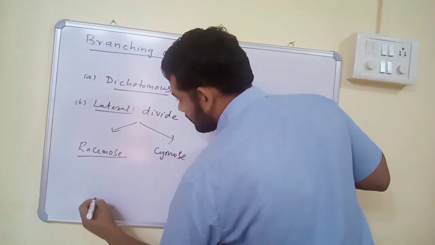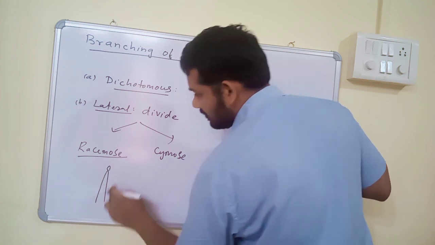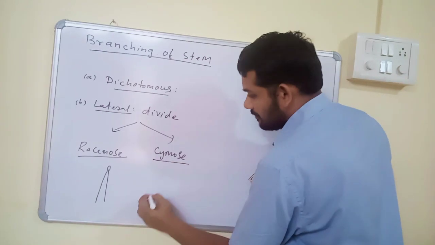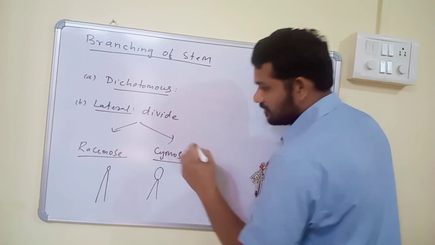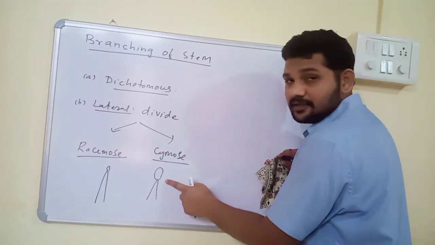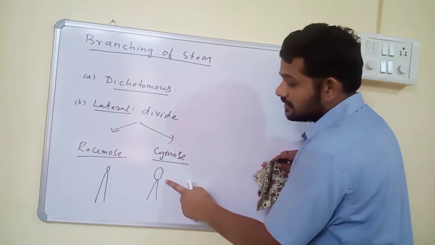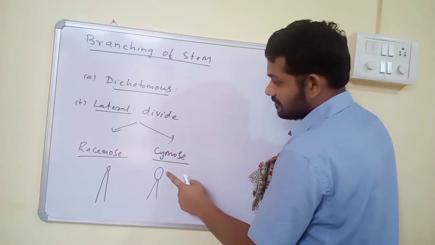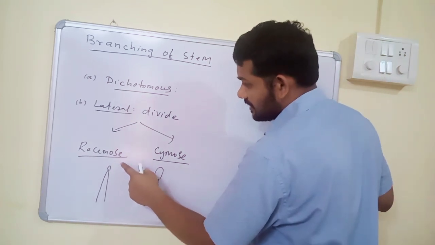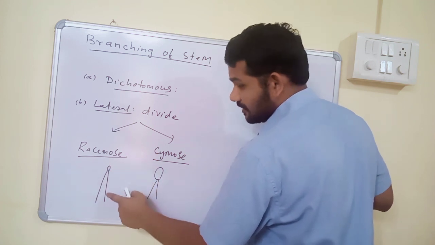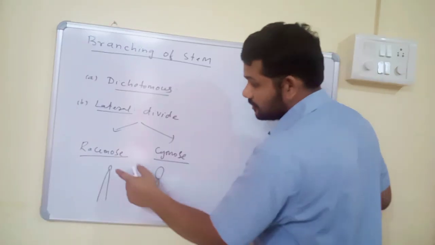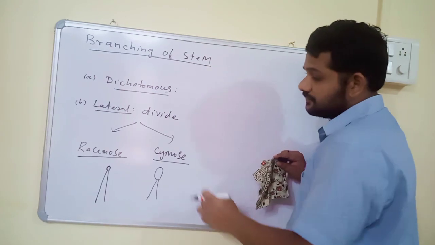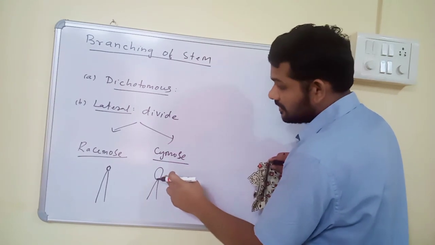In racemose branching, the apical bud of the stem remains active, so the stem grows continuously. In cymose, the apex of the stem, or the tip of the stem, terminates with a flower, so the terminal bud becomes inactive. So the growth of the stem is discontinued, due to the presence of a flower. In racemose branching, the main growth of the stem is due to the terminal bud, and the terminal bud remains active. In cymose branching, the terminal bud becomes inactive.